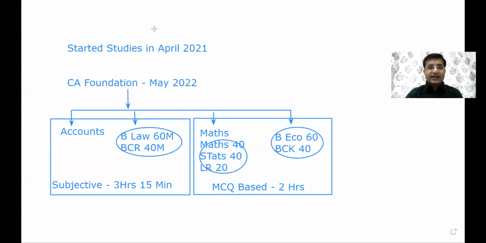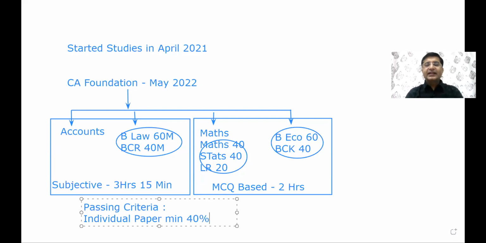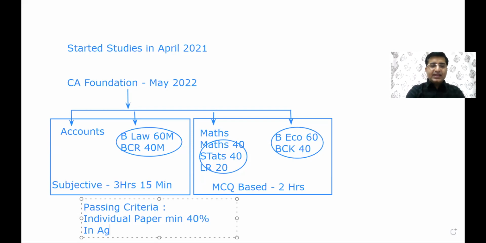Now, what is the passing criteria? Let's talk about that. The passing criteria is a dual criteria. That is, in each individual paper, minimum 40% is what you are supposed to get, and in aggregate, now this is fantastic.